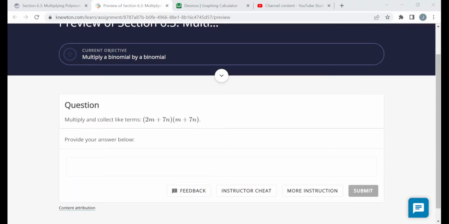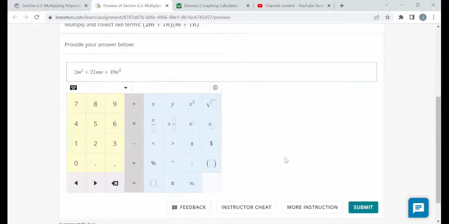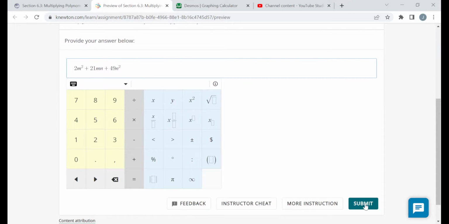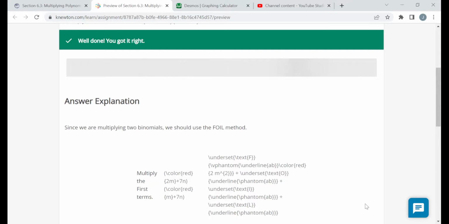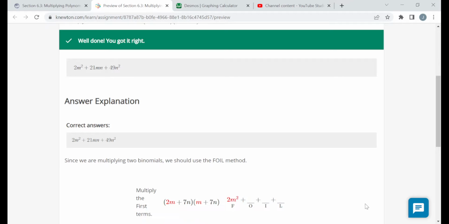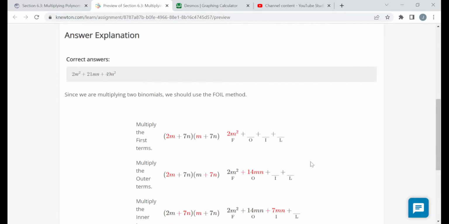So back on the assignment, I'll type in my final result there, which was 2 times m squared plus 21 times m times n plus 49 times n squared. And that should be good. Now, after you submit an answer, you'll be told if you're right or wrong, and then you'll be given some sort of answer explanation. Please read through the answer explanation just to make sure you understand why things were right or wrong.